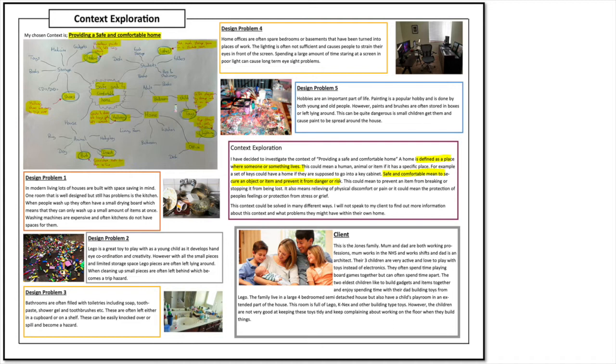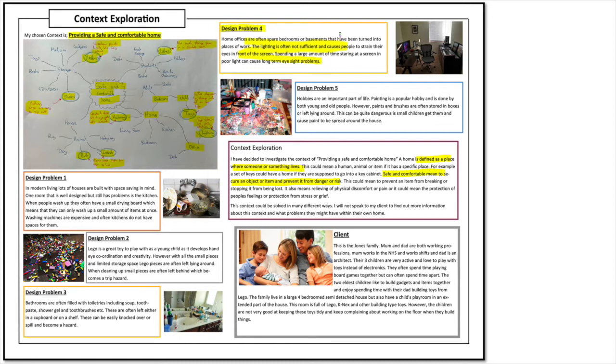Now, based upon that mind map and the red writing that I wrote down, I've condensed that into a design problem. So if I was looking at, for example, this office problem of lighting, design problem 4, what I've done is I've written out in sentence form what the problem is.